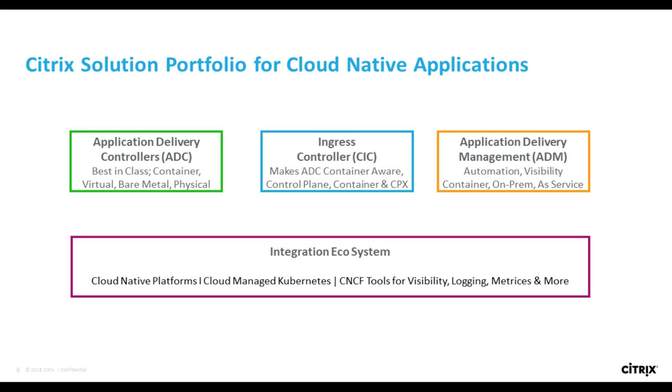And for integration of ecosystem, Citrix believes there are 3 key areas where we bring the integration with ecosystem. First is the cloud native platforms like Red Hat or Pivotal, a choice of 3 cloud managed Kubernetes environments, which is GKE, AWS, and Microsoft Azure, and a whole set of CNCF tools for visibility, logging, metrics, and more.